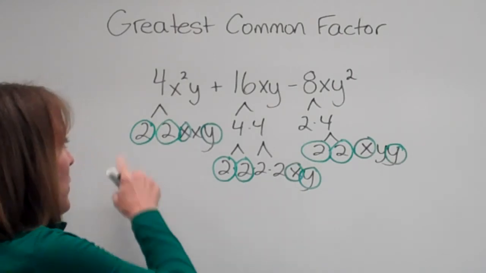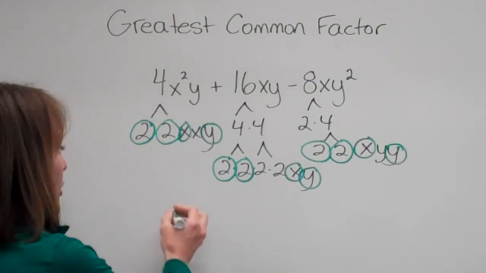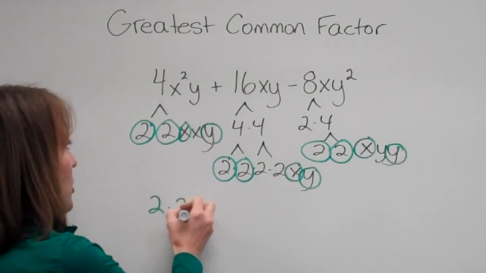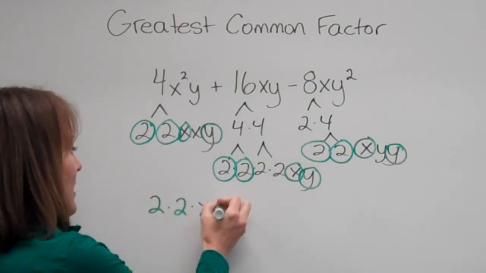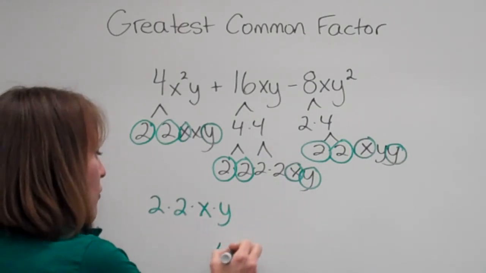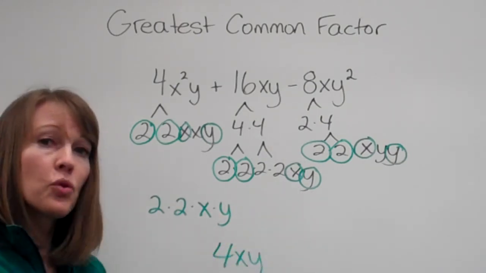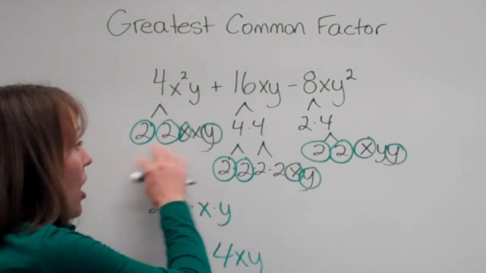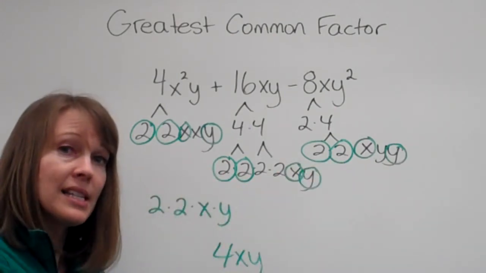Then what they share is going to be the greatest common factor. That would be 2 times 2 times x times y. Well, that would give me 2 times 2 is 4xy. So that's my greatest common factor. That's what they all share. That's what I circled all 3 places.